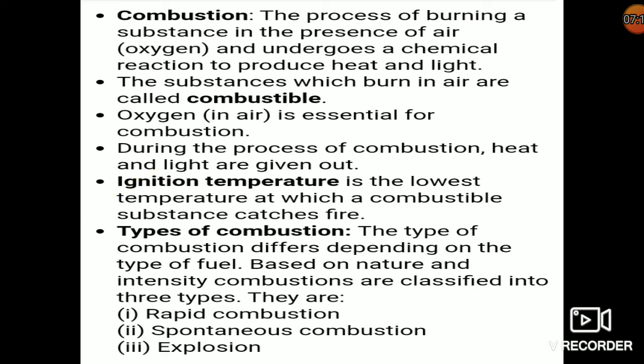Next we have learned the types of combustion. There are three types. The type of combustion differs depending on the type of fuel. Based on the nature and intensity of combustion, they are classified into three types, viz. rapid, spontaneous and explosion. On this page you will make a note of the important definitions and types. I'll provide this note to you.